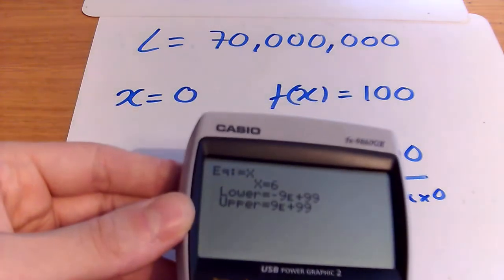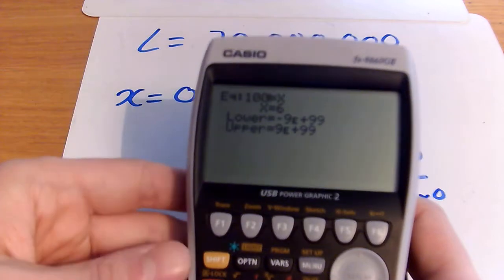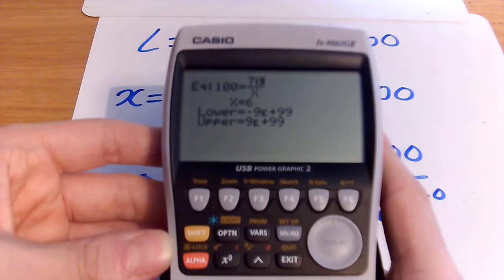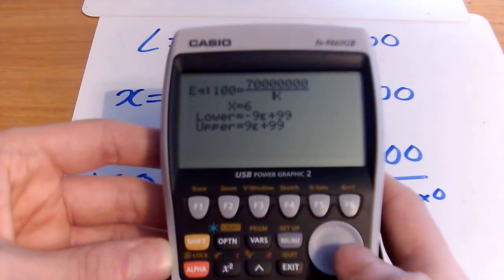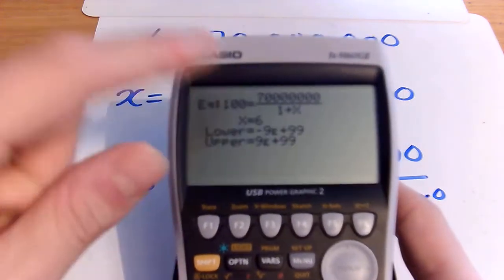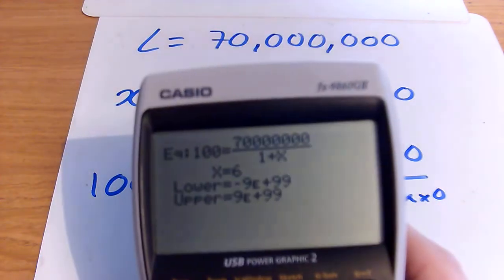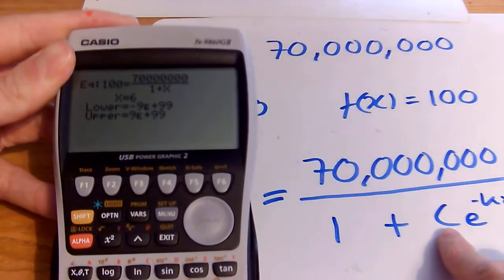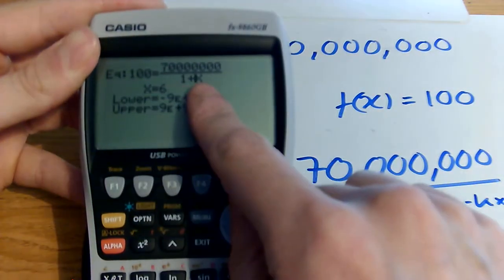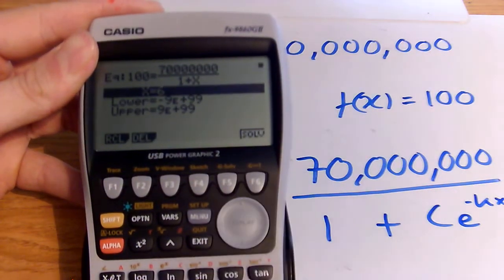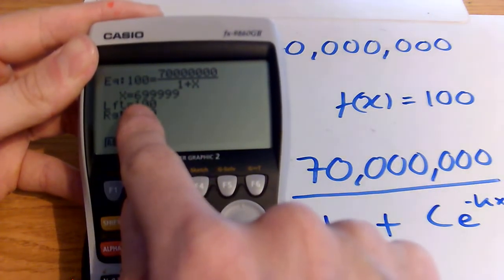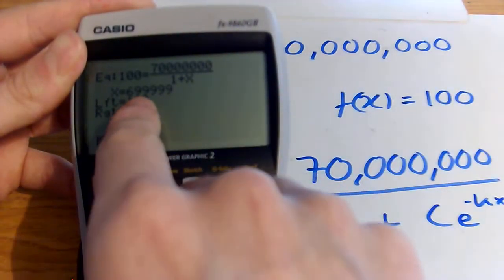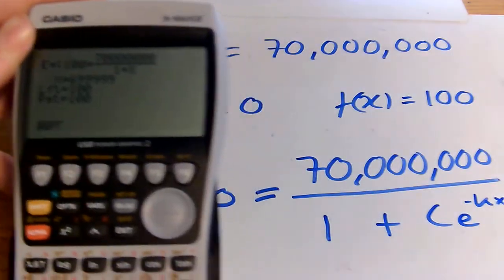So it's going to be 100 equals, so I've got the fraction here, that's going to be 70 million, 1 plus, and I'm just going to go with 1 plus x there, because the thing I'm trying to find has to be the x on the calculator, and it's c in the actual function, but we have to put it in as x here. So if we go to solve that, it tells us that x is 6999999. Okay, so that looks like it's 699,000 there. So that's our c.